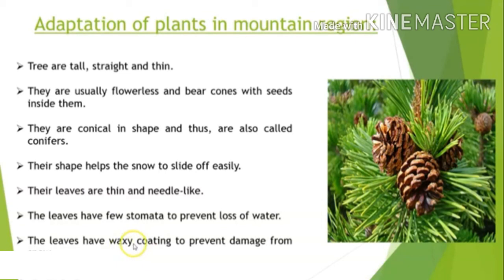The leaves have a waxy coating. The leaves are very waxy, with a waxy coating to prevent damage from the snow, so that they cannot get damaged by the snow. So they protect themselves from the snow because of their conical shape, because of the shape of their leaves, and the leaves also have very few stomata. So please keep these points in your mind.